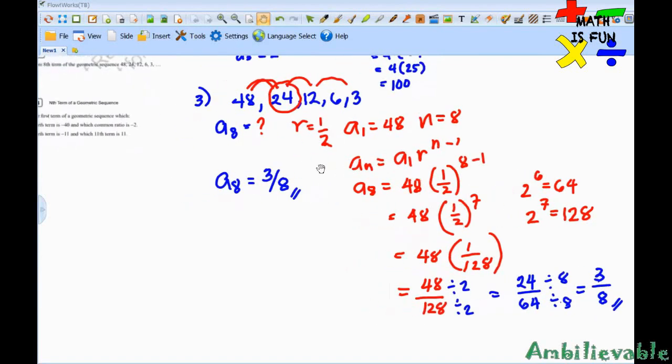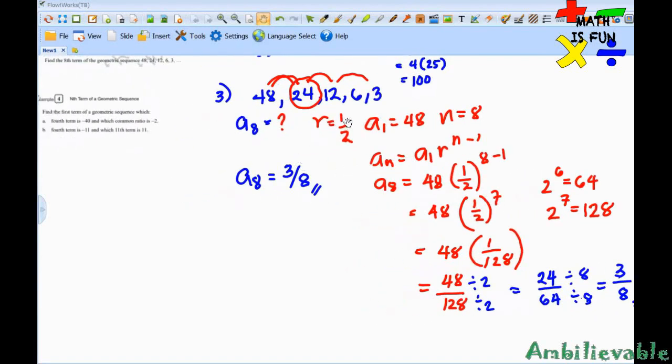And we have the last question. Find the first term of the geometric sequence whose fourth term is -40 and whose common ratio is -2. Okay. So letter A, number 4. Find the first term of the geometric sequence. The fourth term is -40. The common ratio is -2. Find the first term. So we are looking for a sub 1.